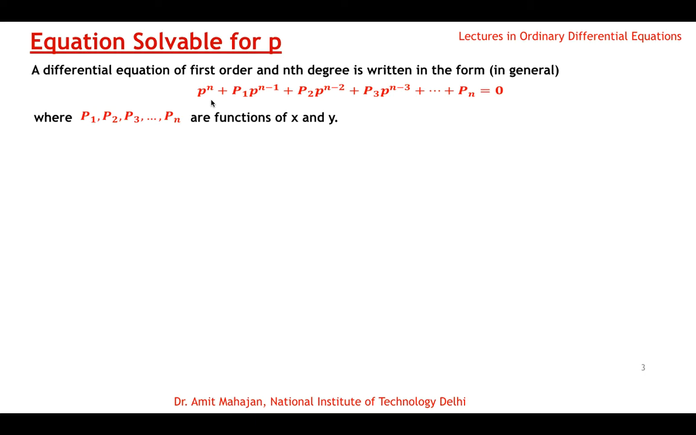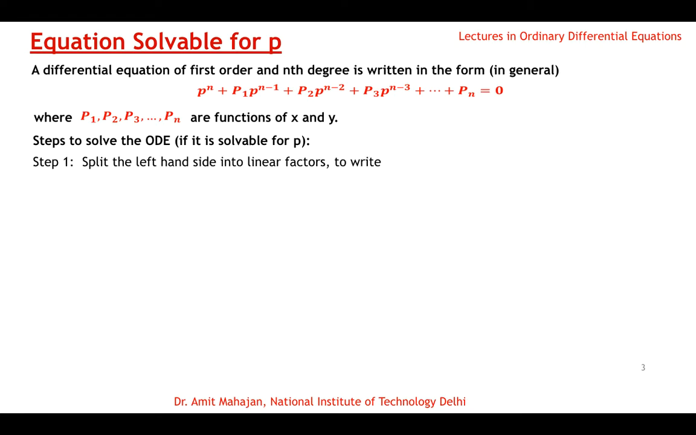Now if this equation is solvable for p, then we can use the following steps to solve this differential equation. The first step is that we make the linear factors of the left hand side. So split the left hand side into linear factors to write it as p minus some function of x y, into p minus some function of x y, into p minus some function of x y, and so on. So n linear factors, because the degree is n here. So we will get exactly n linear factors equal to 0.